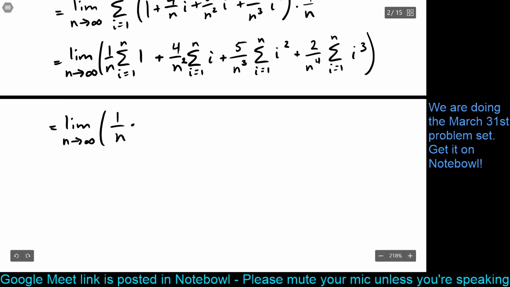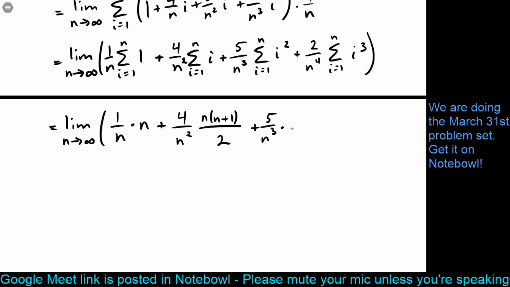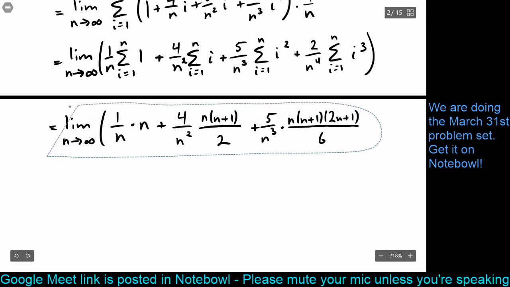We have 1 over n. Adding up i copies of n is just going to be n. Right here, we have 4 over n squared. Adding up i from 1 to n is n times n plus 1 over 2. Right, 5 over n cubed. Should make sure I don't run out of room here. When I add up i squared, this is the kind of weird, complicated one: n times n plus 1 times 2n plus 1, all over 6. I'm going to run out of room, so let me move stuff down a bit.